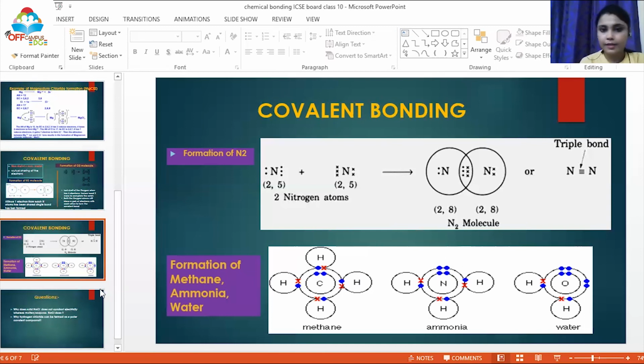So this is how an electrovalent bond and a covalent bond occur.